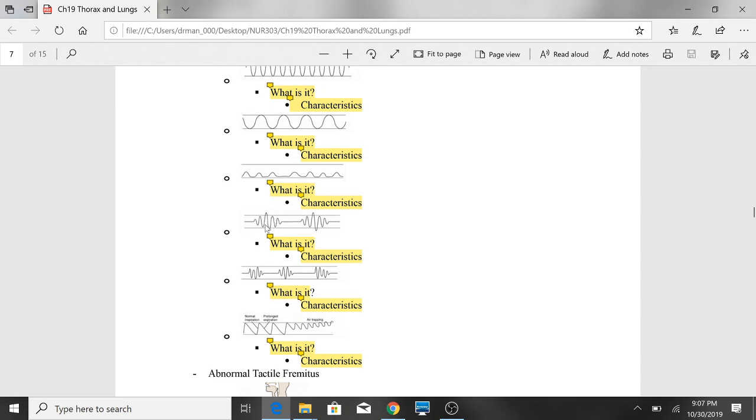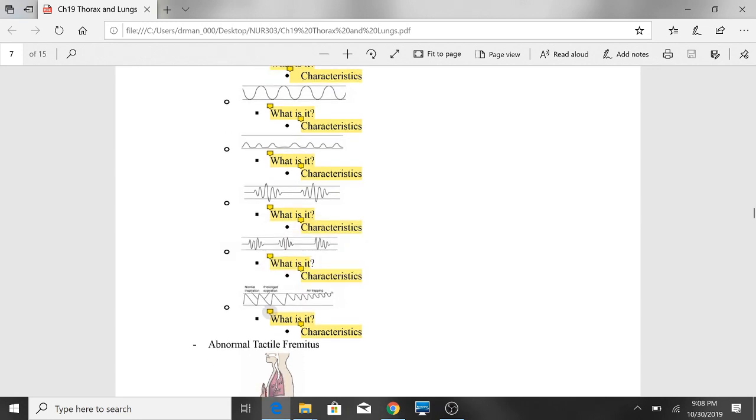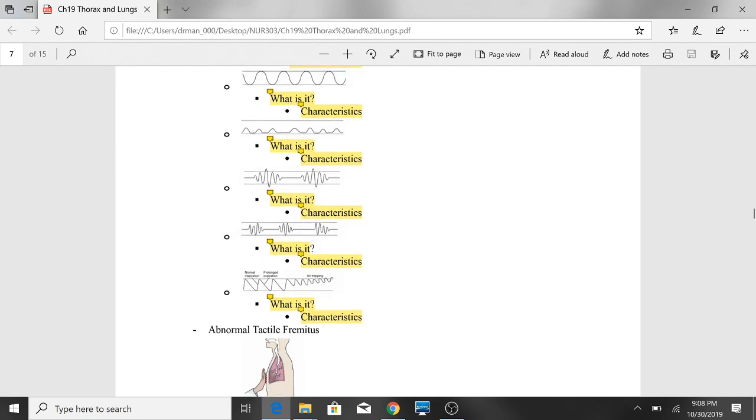Now, what do you think this is? Cheyne-Stokes respiration. What do you think the characteristics of Cheyne-Stokes respiration are? Respirations gradually wax and wane in a regular pattern. I'm going to say this is Biot respiration. With Cheyne-Stokes, it's a regular pattern, but with Biot respiration, it's an irregular pattern. You don't know when it'll happen. And this one, what do you think this is?